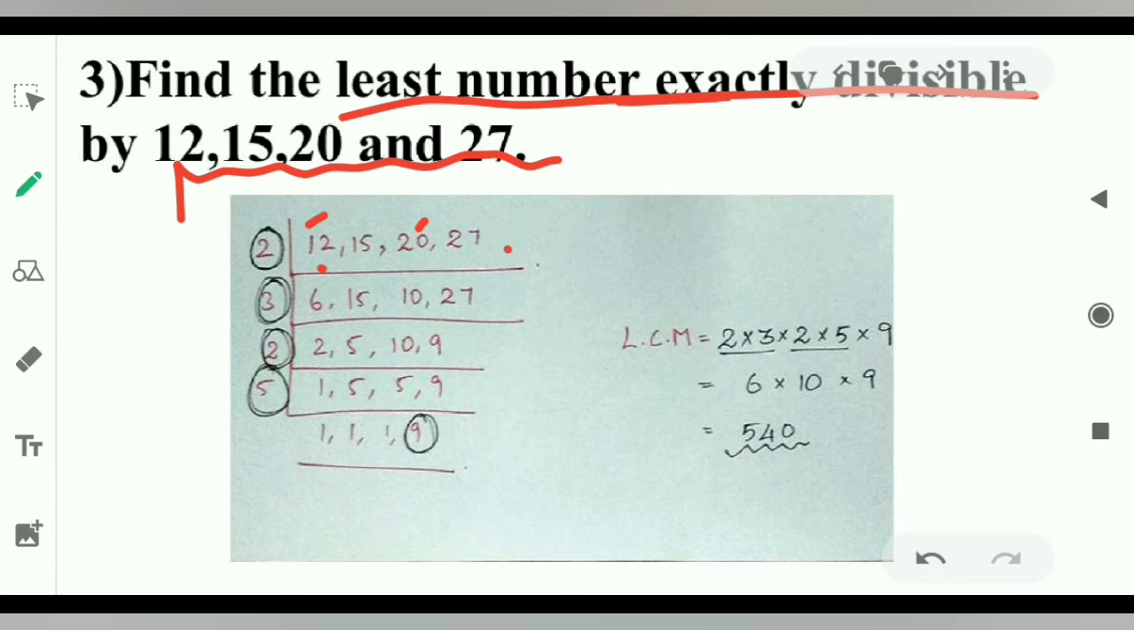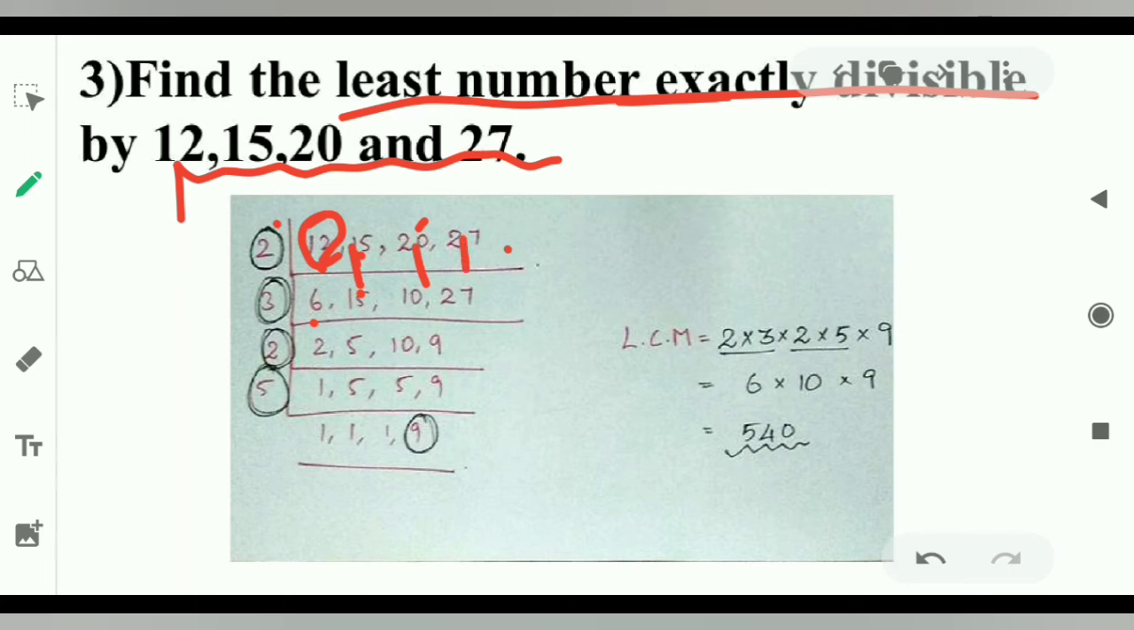See here, 12 is divisible by 2, and the quotient is written as 6, while 15 is not divisible. In case the number is not exactly divisible by the chosen number, we have to carry forward that number to the next row. So we are carrying forward 15. 20 is divisible, 10 is the quotient. 27 is not divisible, so we are carrying it forward.